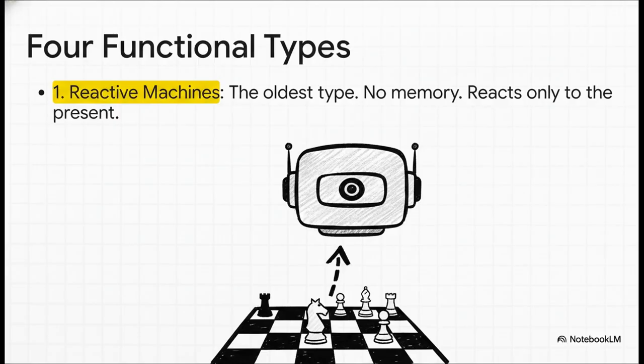The classic example here is Deep Blue, the IBM chess computer. It could analyze the board and find the absolute best move, but it had no memory of the previous moves in the game. It was always starting fresh.